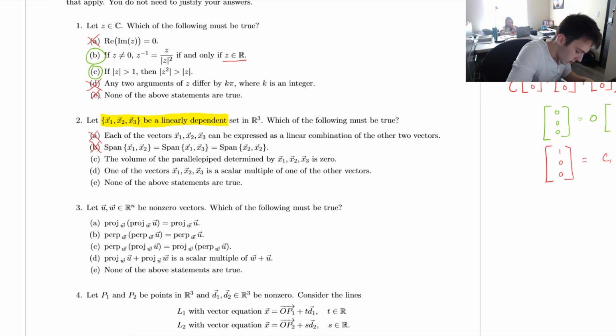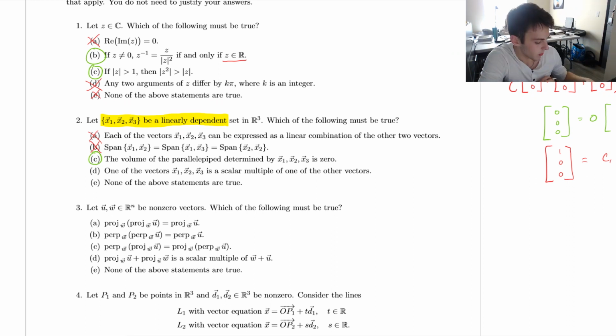So D: one of the vectors x1, x2, and x3 is a scalar multiple of one of the other vectors. We know that this is false because one of the vectors is a linear combination of the other two vectors, not necessarily a scalar multiple. For that reason, this is false. And the same goes for E, because 2C is the only correct answer.